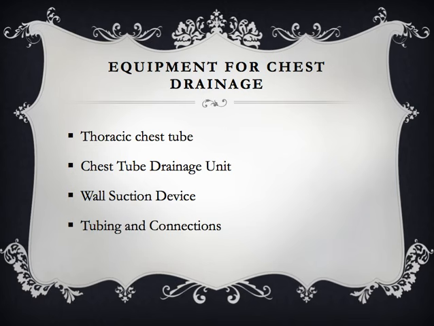Now, the equipment needed for this is the thoracic chest tube. That's the actual tube with the holes or the eyelets at the end that is inserted through the chest wall. We have the chest tube drainage unit, which typically tends to be a disposable unit nowadays. It connects to our thoracic chest tube. We need wall suction if it's ordered, and all of the tubings and connections to make the system work.